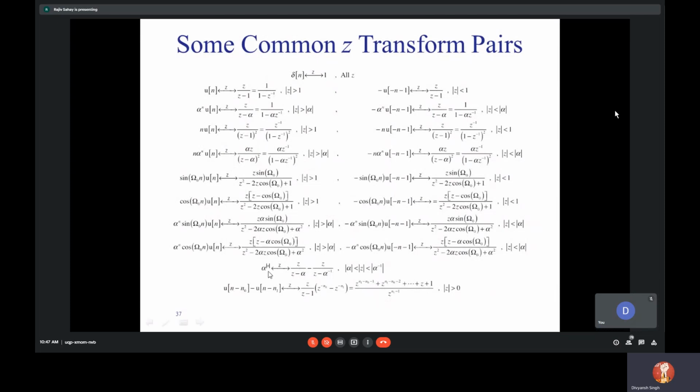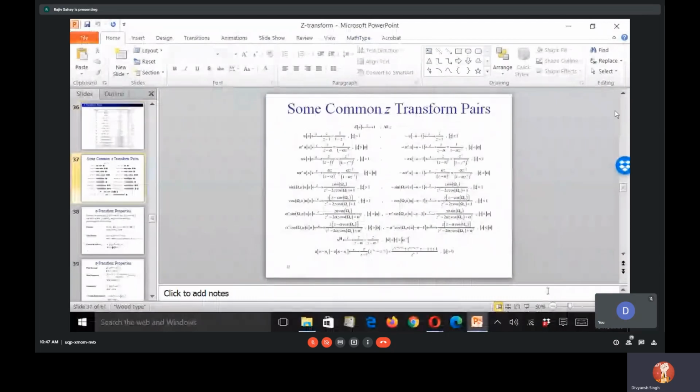So this one you be a little careful. Here you see this is alpha to the power mod of n. Okay. So I want all of you to look at this particular example. Can you all see this? Shall I zoom it?